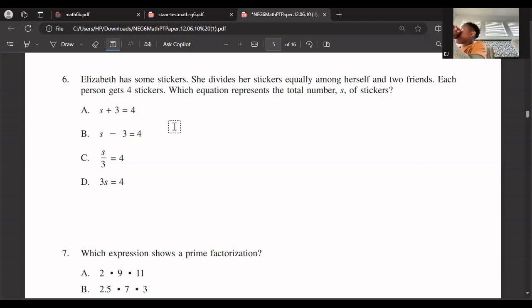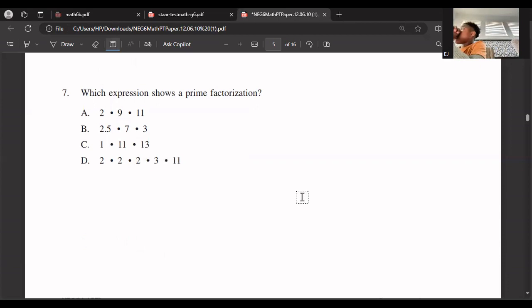All right. We move on to number 7. Which expression shows a prime factorization? Do you remember what I told you about prime factorization some time ago? It's got to be either A or D. No, there is no either. It's one. Which expression? Not expressions. It's one. So give me the correct answer.